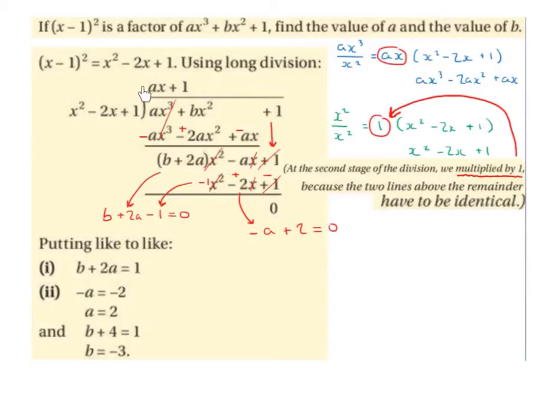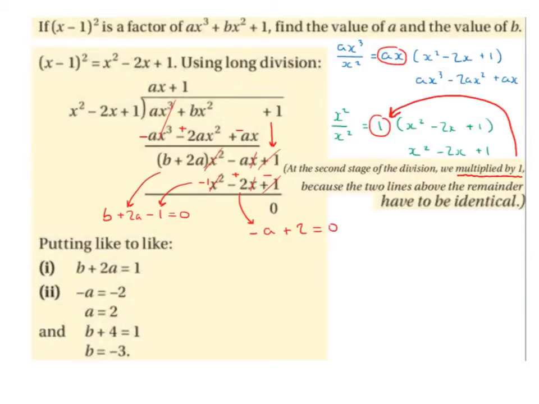Then we're going to set up our bus stop. We're going to put ax cubed plus bx squared plus 1 under the bus stop. Notice that I'm leaving a space here because we don't have an x term. We have an x cubed, an x squared, and a constant, but no x, so we're leaving a space. And then we're going to put x squared minus 2x plus 1 in front of the bus stop.